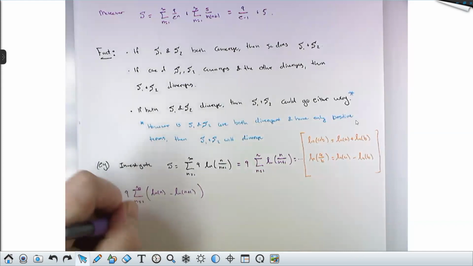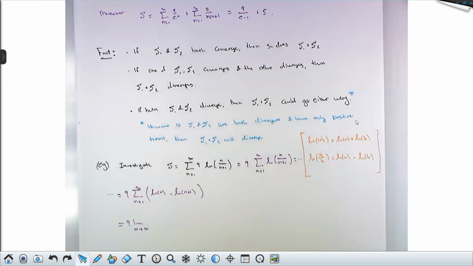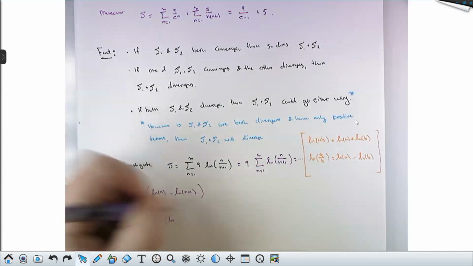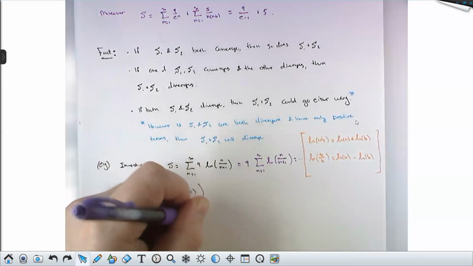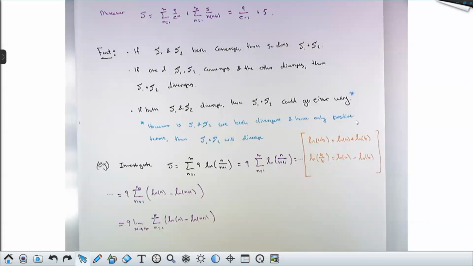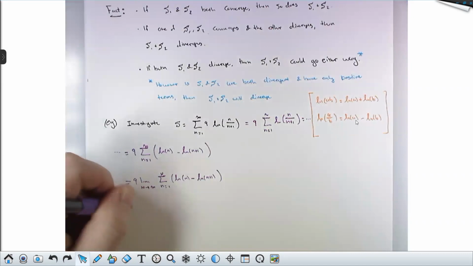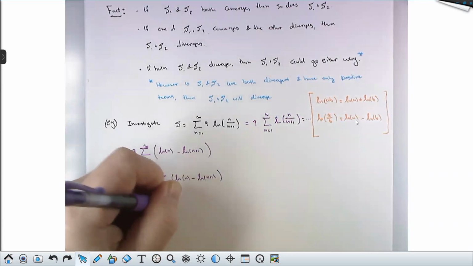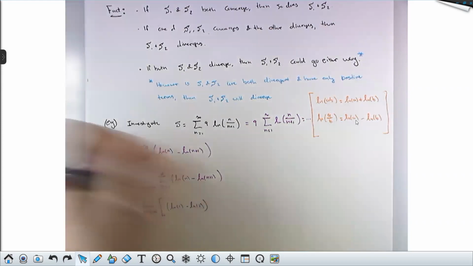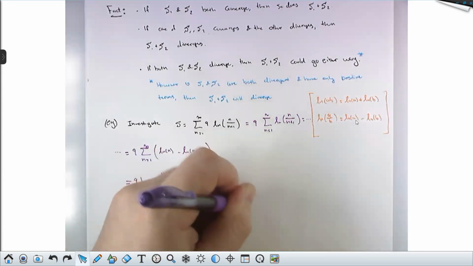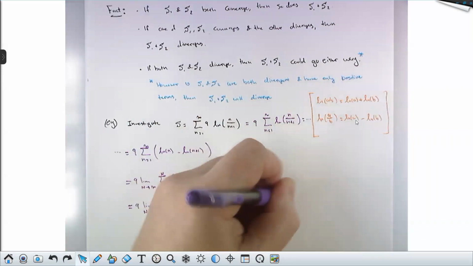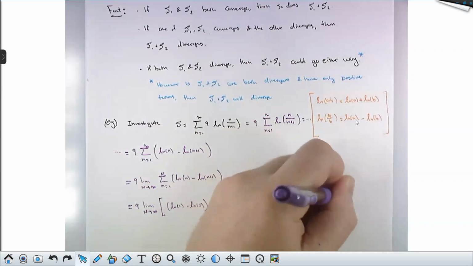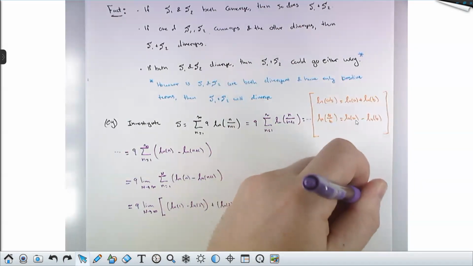And even if I didn't see that, the problem gives me the hint to write out the partial sum. So the full series is the limit as capital N goes to infinity of the Nth partial sum. And the 9 can come all the way out front of the limit because it is a constant. And then in my next step, I write out that partial sum. So this is 9 times the limit as capital N goes to infinity. The little n equals 1 term is ln 1 minus ln 2. The little n equals 2 term is ln 2 minus ln 3. The second to last term is natural log of N minus 1 minus natural log of capital N. And the very last term is the natural log of capital N minus the natural log of capital N plus 1.